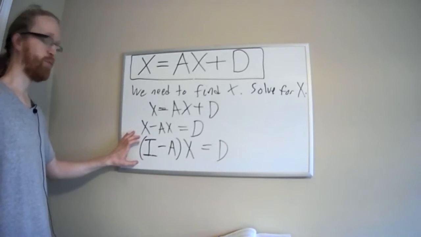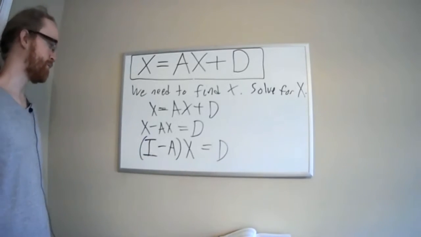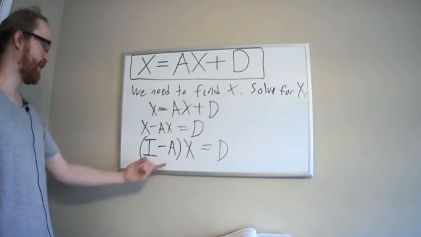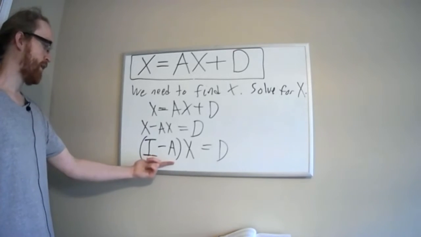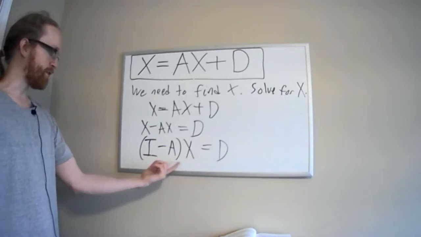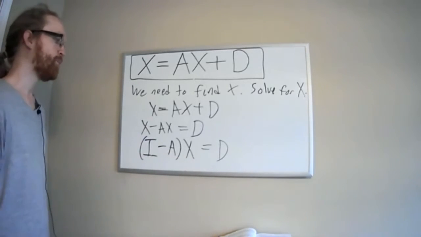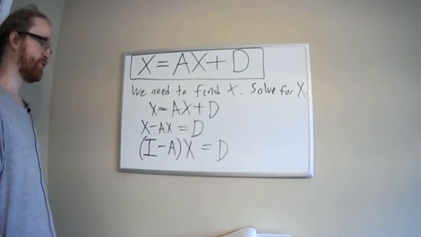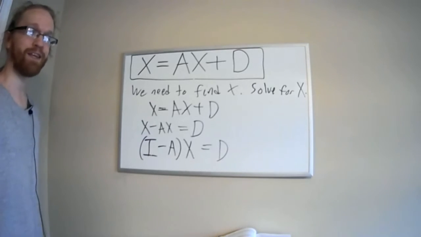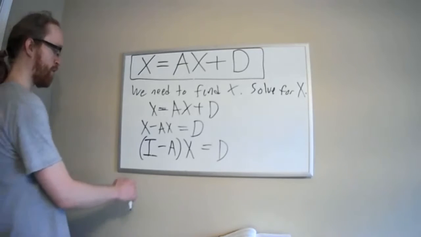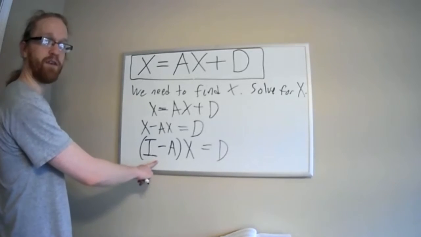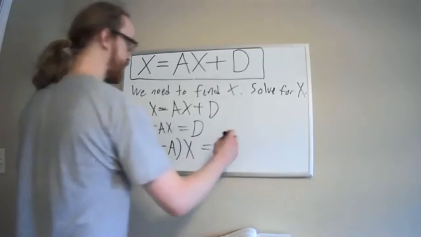So we're almost there. I just want to get x by itself. How do I do that? Well, I need to get rid of this I minus A. This is multiplication between I minus A and x. So to undo the multiplication, I want to divide. But we know that division for matrices is really the same thing as multiplying by the inverse of a matrix. So I want to multiply by the inverse of I minus A. So that's what I'm going to do.